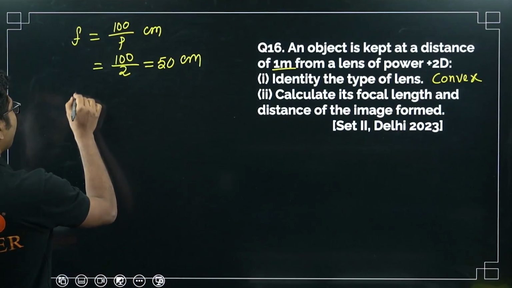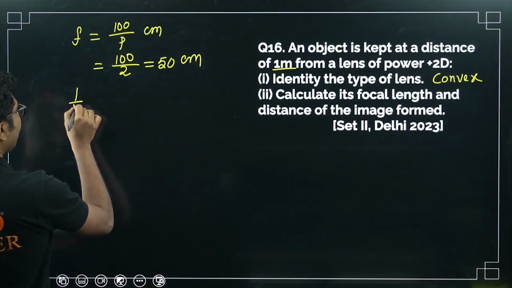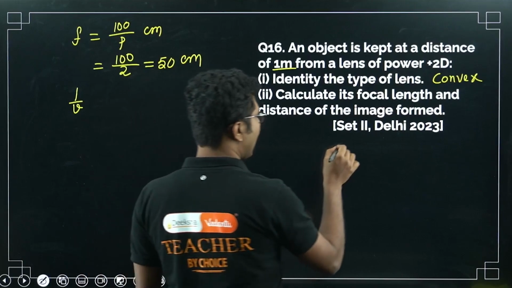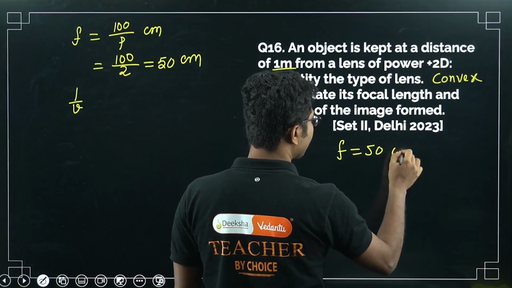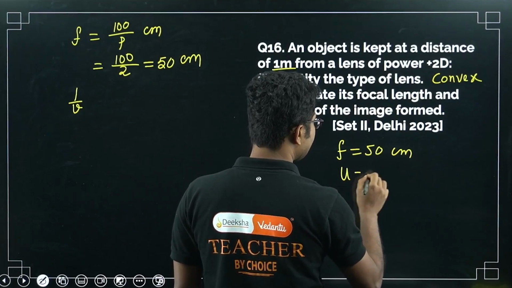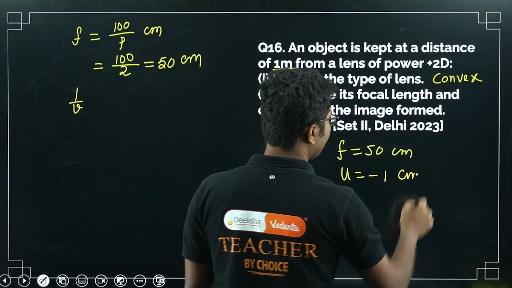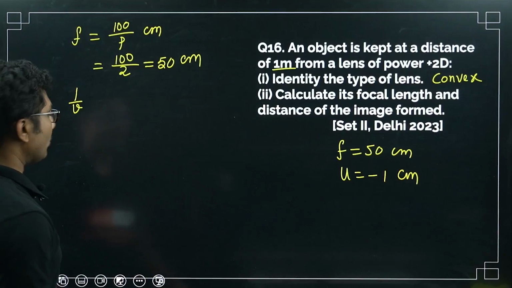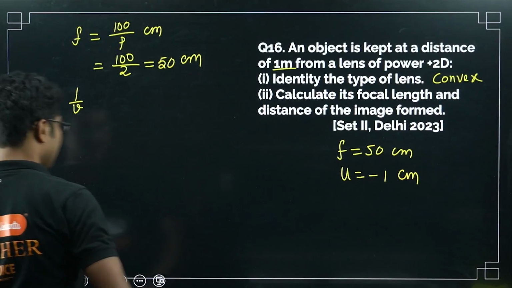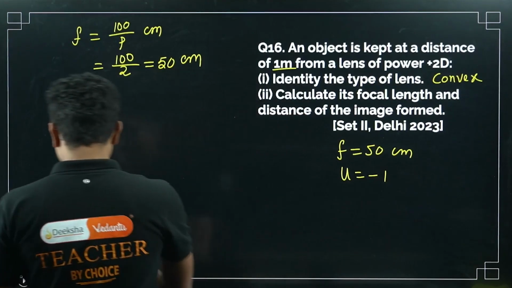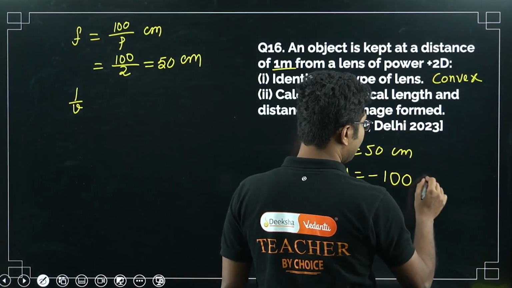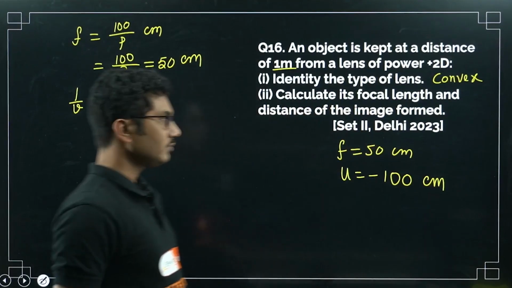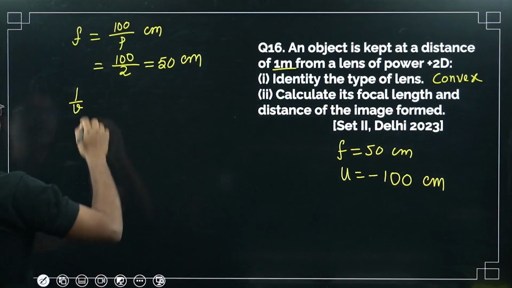So the distance of the image formed, say V. And what is U? F is positive 50, for a convex lens 50 centimeter is positive, and object distance is negative. Object distance is 1 meter. 1 meter means 100 centimeter. So U is minus 100 centimeter.